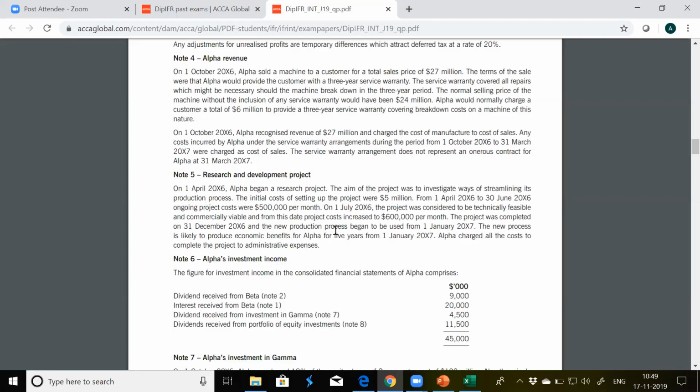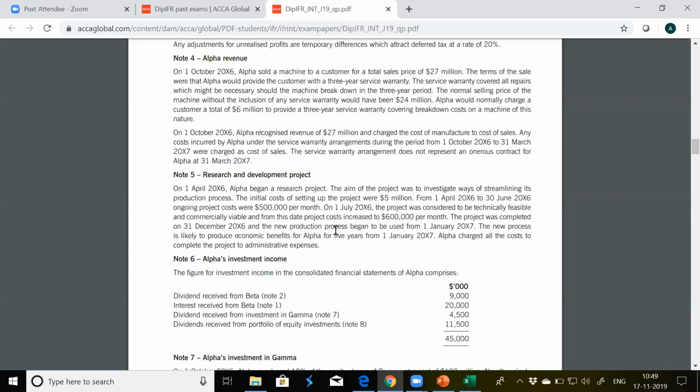How many months of capitalization? July, August, September, October, November, December, 6 months. 6 into 6, that is 36,000. Rounding to 1000, that is 600 into 6, that is 3600. We can capitalize that. The project was completed on 31st December 2006 and the new production process began to be used from 1st January 2007.